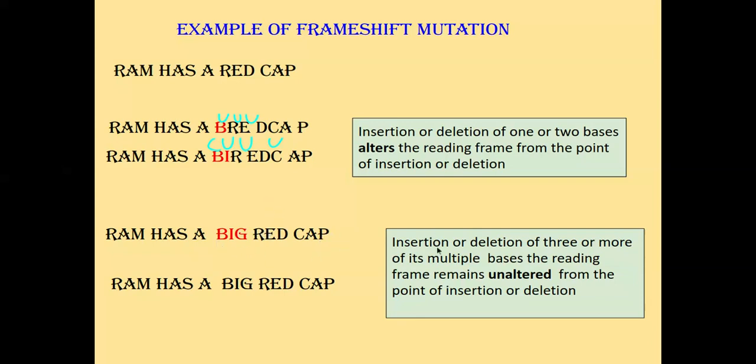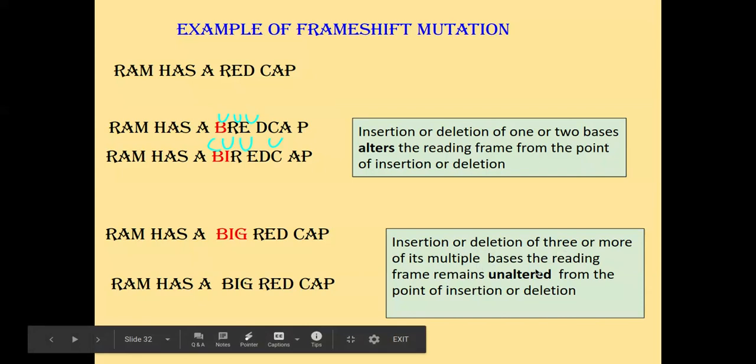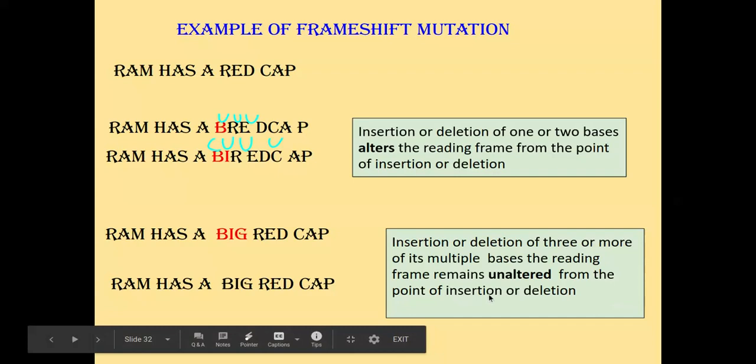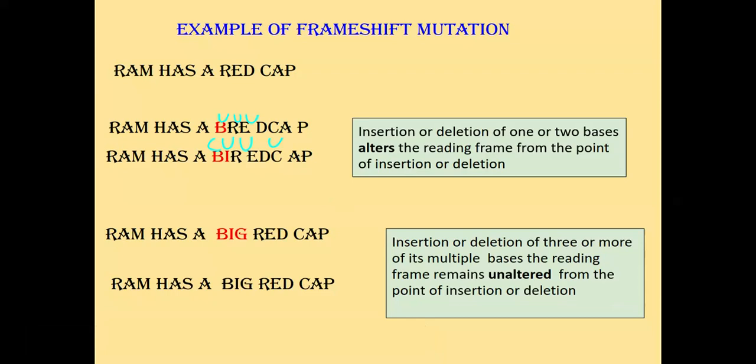Okay, so remember these two points. Insertion or deletion of one or two bases alters the reading frame from that point onwards. Insertion or deletion of three bases or multiples of three will keep the reading frame unaltered from that point of insertion or deletion. Okay, so this is about frame shift mutations, and we've talked a little about point mutations.